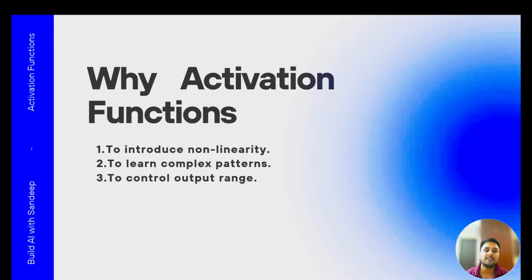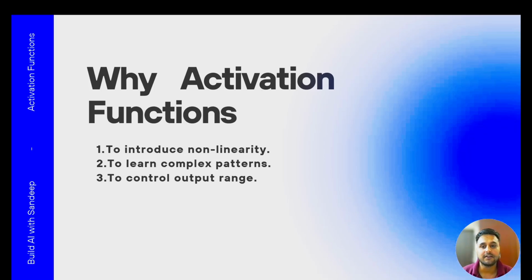So the second thing is why we use activation functions. There are three major reasons that we use activation functions in neural networks. The first one is to introduce non-linearity. So what is non-linearity? It means that there is no straight line relationship.